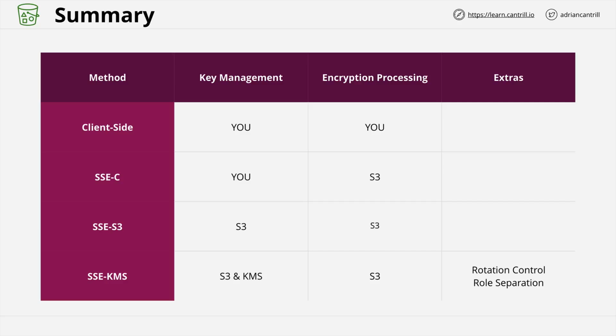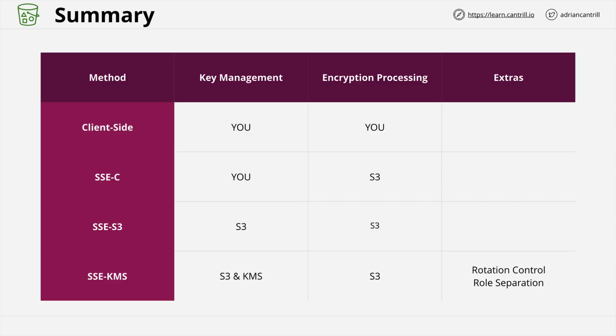SSE-KMS uses KMS and KMS keys. You can control key rotation, you can control key permissions. It's otherwise similar to SSE-S3, but it allows role separation. So use this if your business has fairly rigid groups of people and compartmentalized sets of security. You can have S3 full administrators who don't have any access to decrypt and access data.